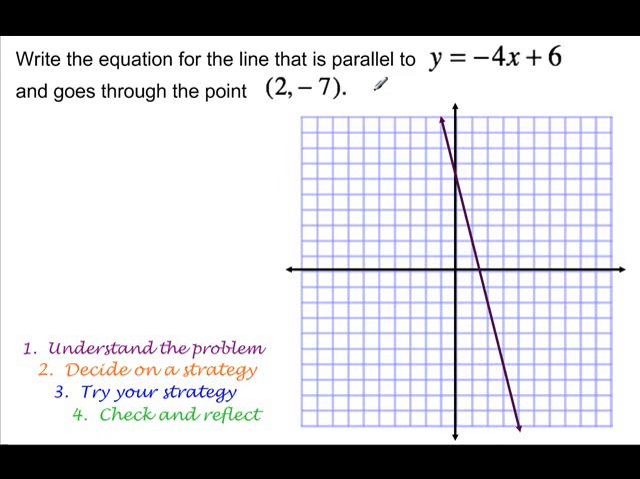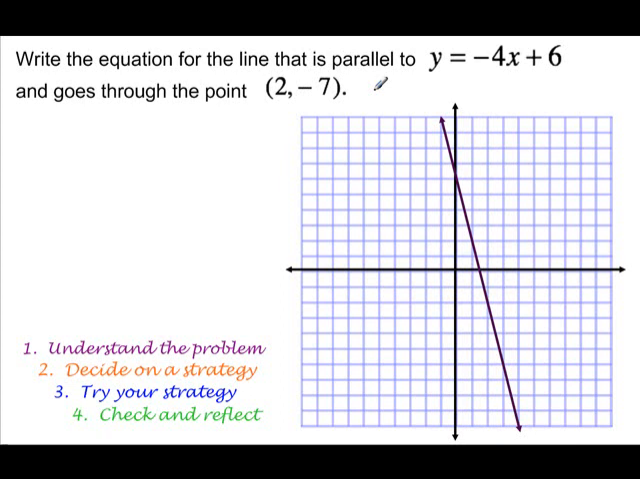We are wanting to write the equation for the line that is parallel to y equals negative 4x plus 6 and goes through the point (2, negative 7). Now, as is often the case in mathematics, there's more than one way to solve this problem. And what kind of help would I be if I didn't show you more than one? So we're going to go about this two different ways. We'll solve it numerically, and then we'll solve it graphically.